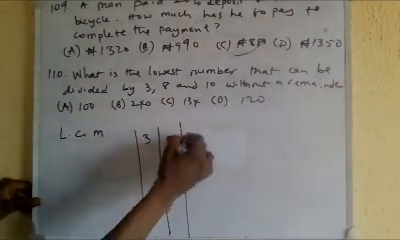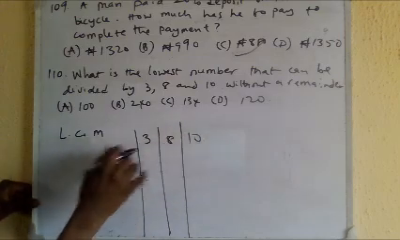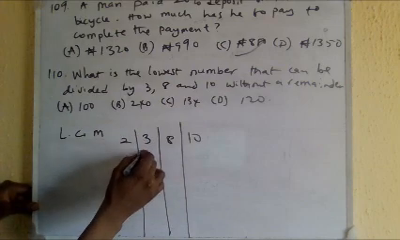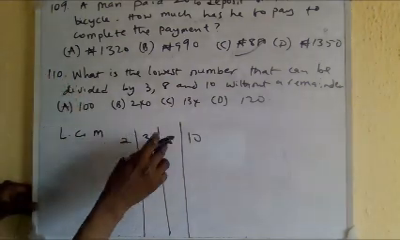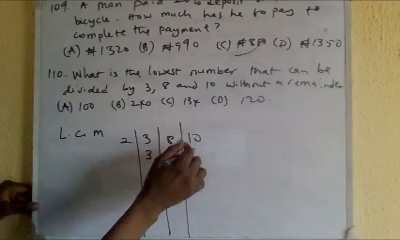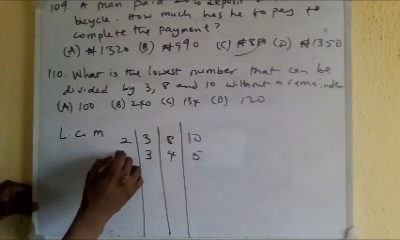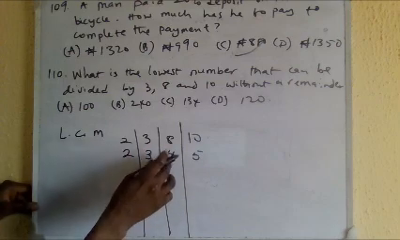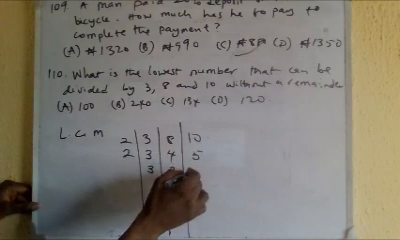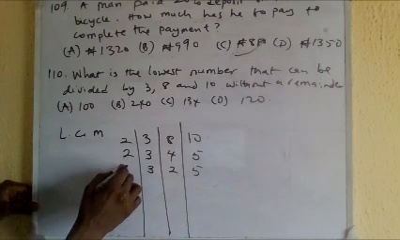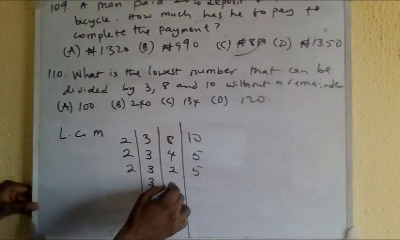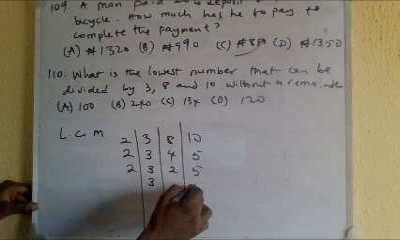So what can go into any of these? I will try 2 first. 2 cannot go into 3, so I still have 3 retained here. 2 can go into 8 4 times. 2 can go into 10 5 times. Again, I go with 2 again. 2 cannot go into 3, so 3 is retained. 2 can go into 4 2 times. 2 cannot go into 5, I retain 5. Then again, 2 cannot go into 3, I retain 3. 2 can go into 2 1 time. 2 cannot go into 5, so I retain 5.